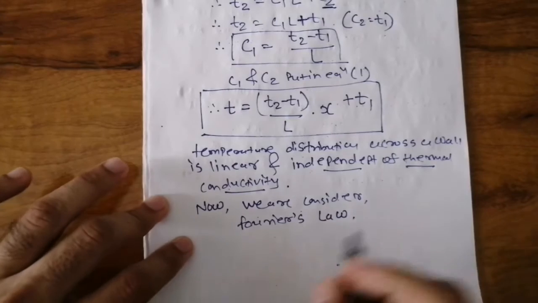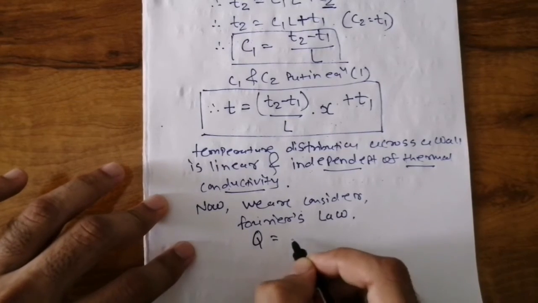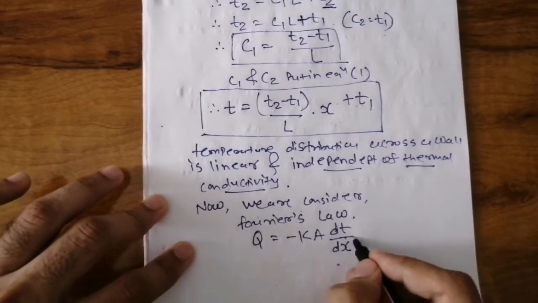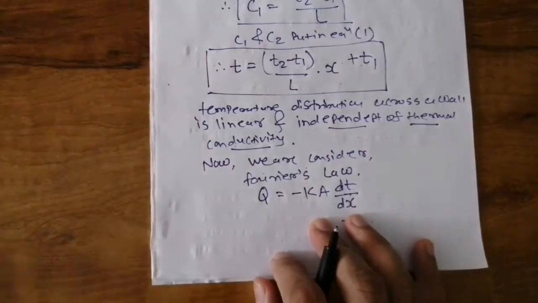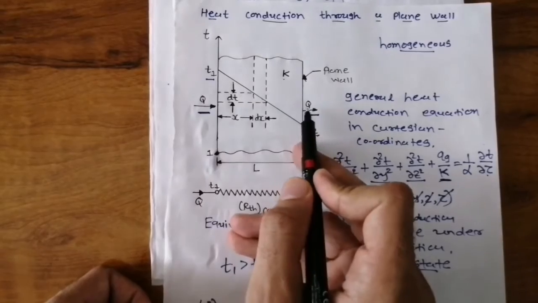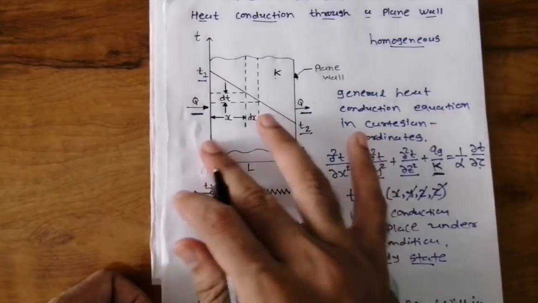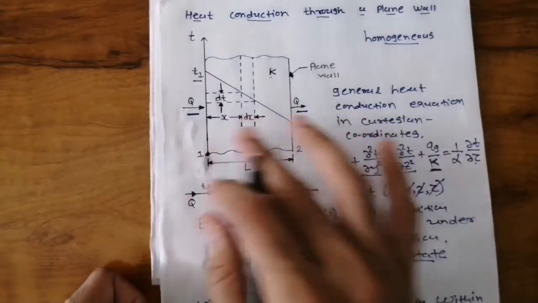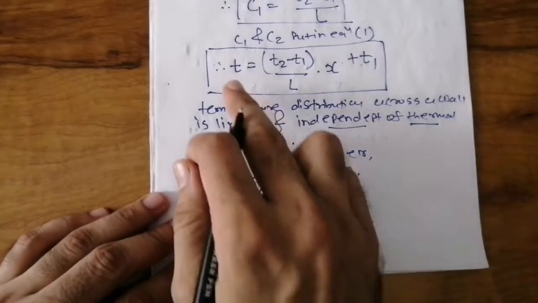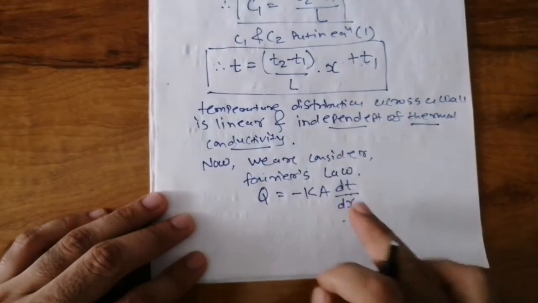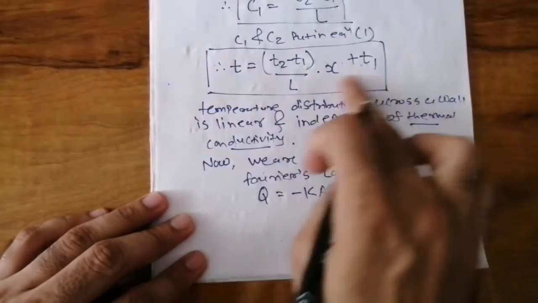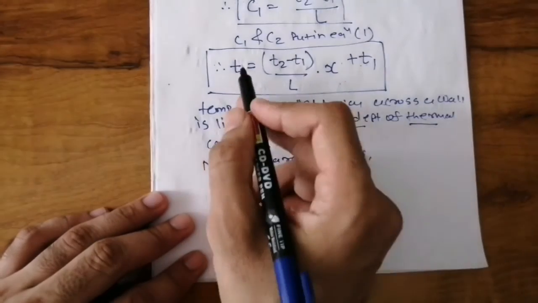So Fourier's law equation is what? Q is equal to minus kA dT by dx, because we are considering conduction, the rate of heat transfer that takes place from one part of a substance to another part of the substance. So at that time we consider Fourier's law of conduction, and Fourier's law of conduction is Q is equal to minus kA dT by dx. We already found the temperature distribution equation, but we need dT by dx. So that equation is differentiated with respect to x.